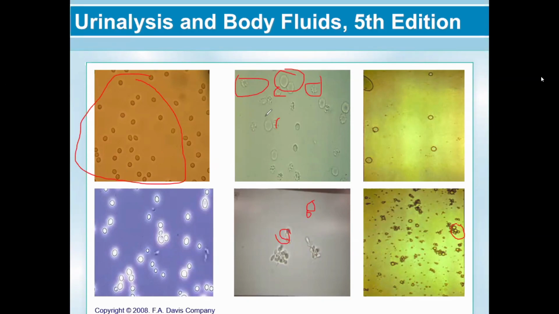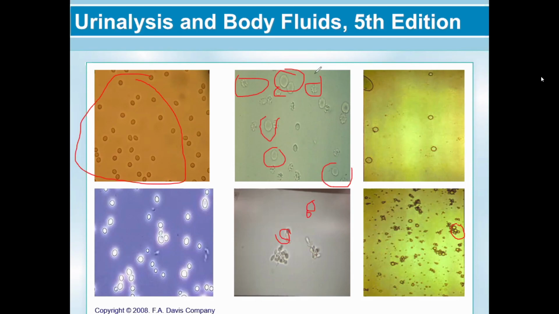Your red cells here, this is how they look in unstained urine. They are very faint, like ghosts. And sometimes they appear like this, parang double-walled, because of the concavity in the middle of them. So they look like a donut.